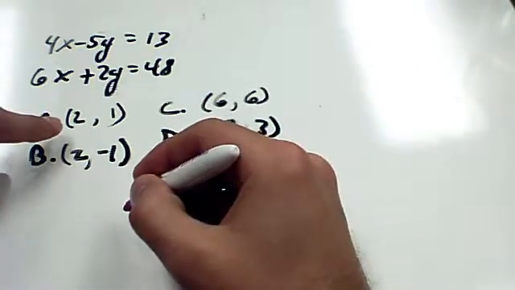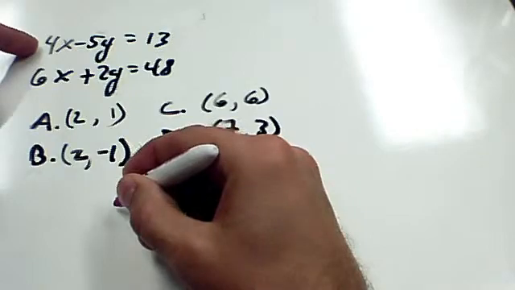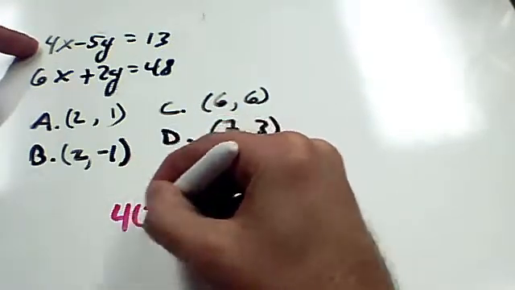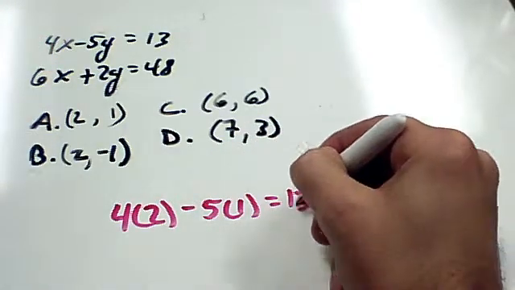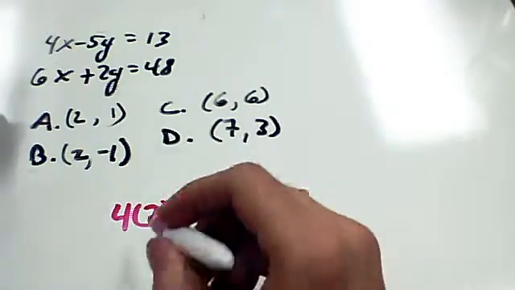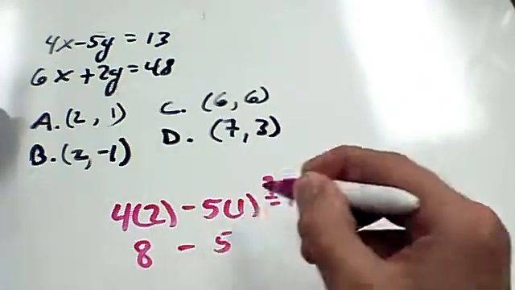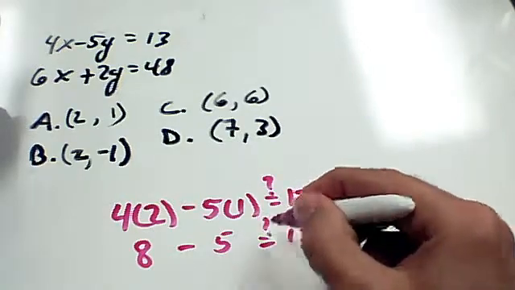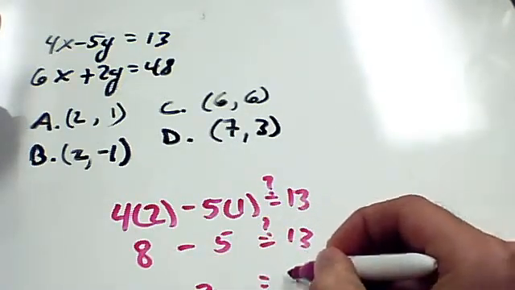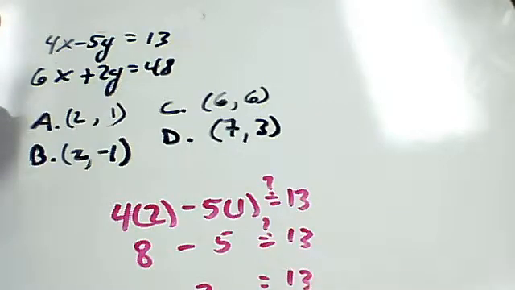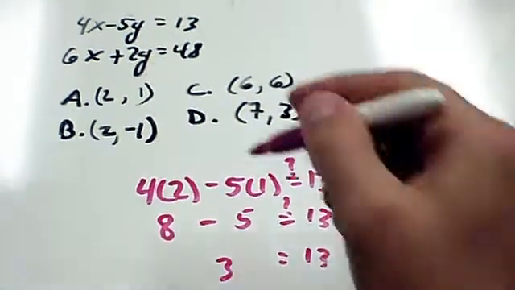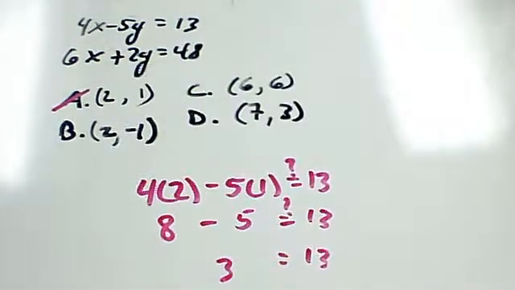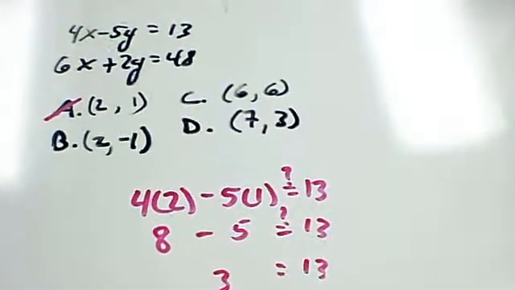So let's do that. When x is 2, I'm going to plug it into this first one here. 4 times 2 minus 5 times 1 is equal to 13. That's the question. Is it equal to 13? Well, that's going to be 8 minus 5 equals 13, question mark, and that's 3 equals 13. This is not a true statement. 3 does not equal 13, so we would say A is not an answer choice. Okay, so let's try the next one.